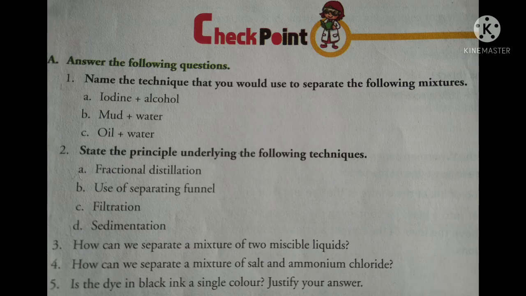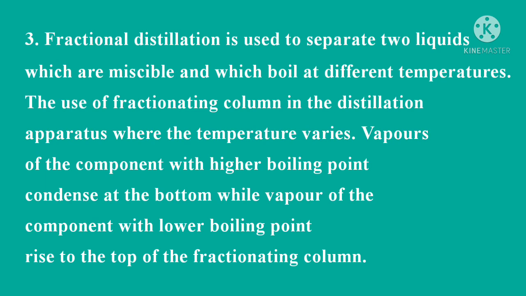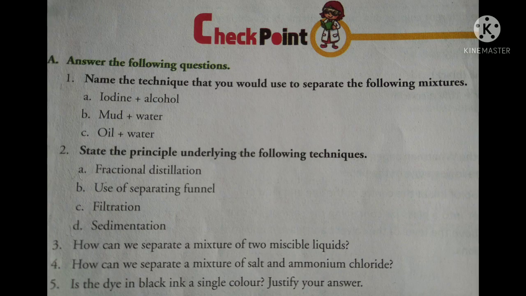Okay, then number 3 question, what is given here? How can we separate a mixture of two miscible liquids? By fractional distillation. It is used to separate two liquids which are miscible and which boil at different temperatures. Using a fractionating column in the distillation apparatus, where the temperature varies, vapors of the component with higher boiling point condense at the bottom, while vapor of the component with lower boiling point rises to the top of the fractionating column.